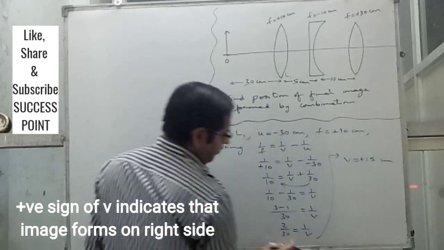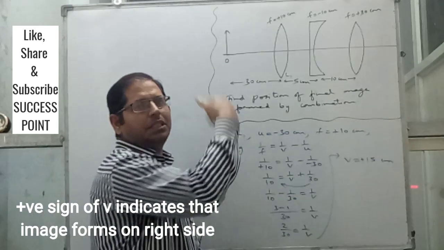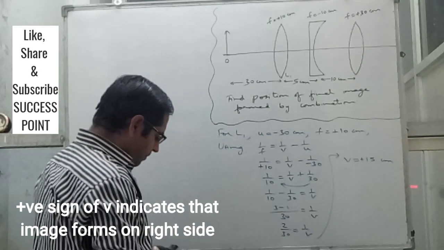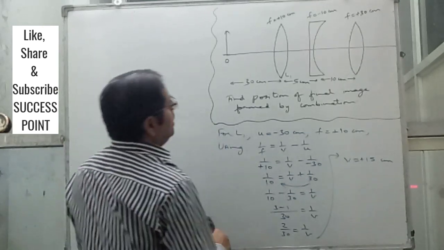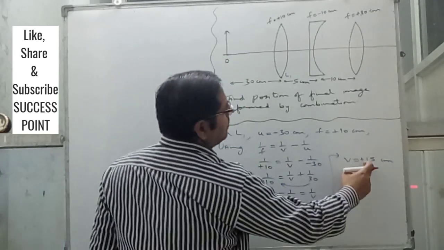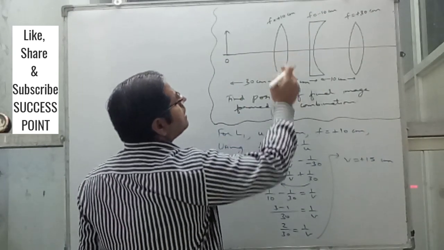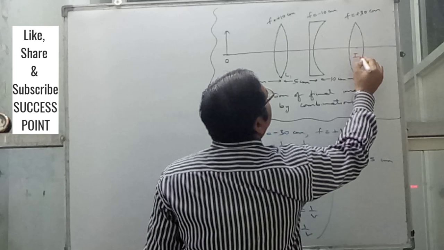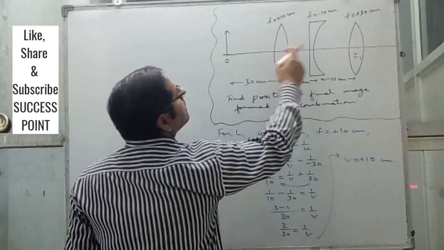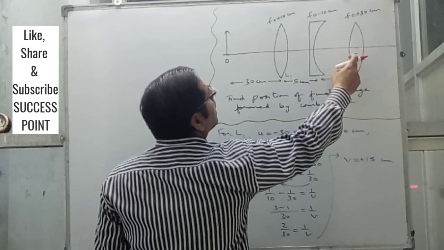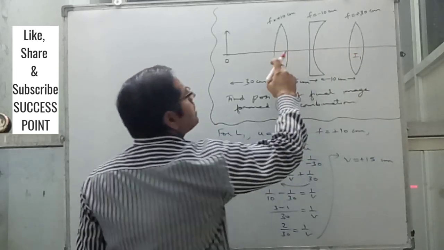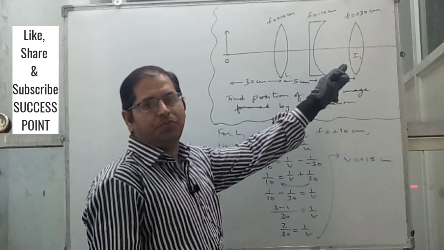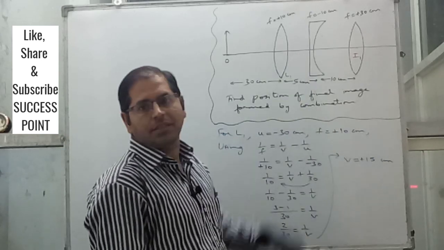Now this is positive. Positive indicates that the image is formed on the other side. Now we will indicate the position of the image. For this object, the image is at 15 centimeters from this lens. 15 centimeters means 5 plus 10, here you will get the image. This is the image formed by the first lens. Why am I writing I1? I for image due to the first lens. Now this image will behave as object for the second lens.